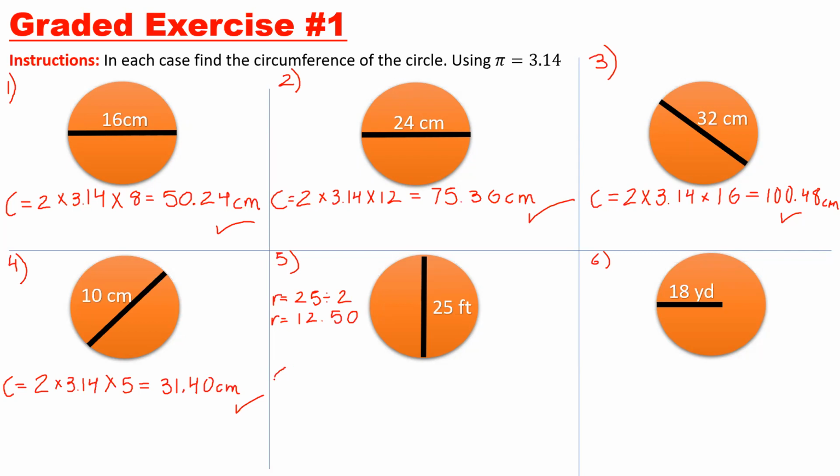What is R? R is going to be 25 divided by 2. What is 25 divided by 2? 12.5. All right, so R is going to be equal to 12.50. So that means that C is going to be equal to 2 times 3.14 times 12.5. Good. And that equals 78.50. Very good.